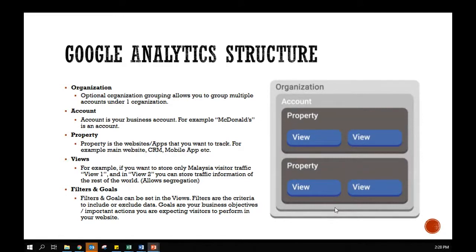All right. So for example, you have a manufacturing company within your group of companies. You have manufacturing business, you have investment, you have education, you have e-commerce. And all these businesses have their own dedicated website. So what you can do is you can open an organization. Organization will be your group of companies. Your account will be your individual websites that you actually want to track.